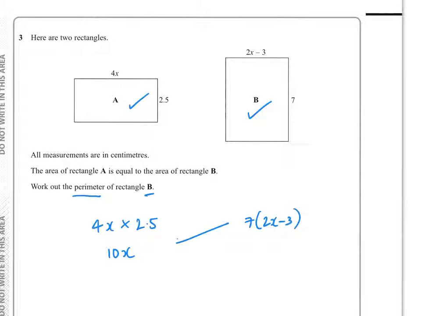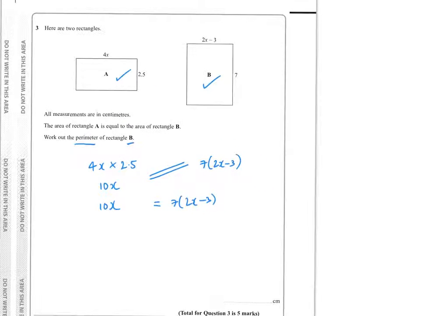So what we should do is just put these equal to each other. So we'd have 10x equals 7 lots of 2x minus 3, to give yourself a bit more room. And then we'd have 10x equals 14x minus 21.